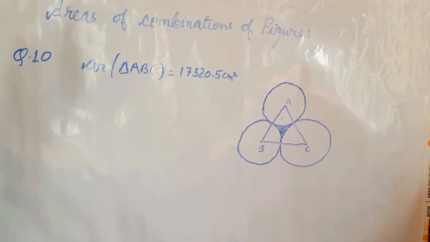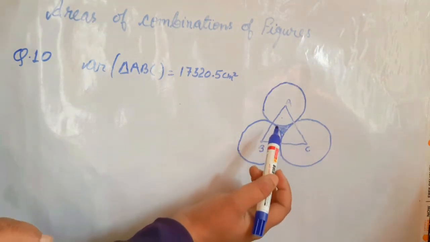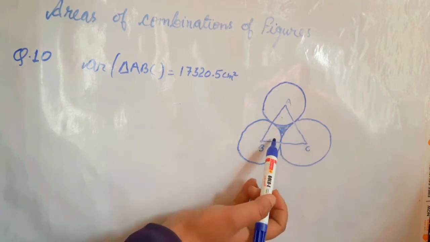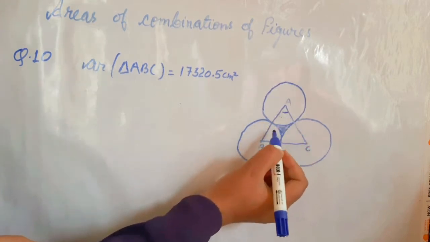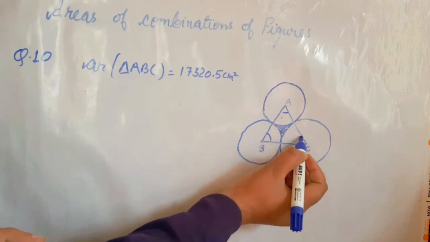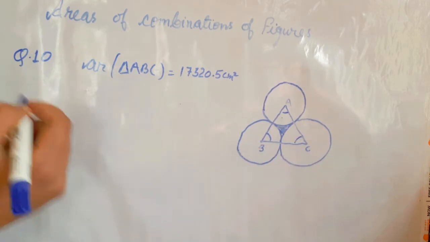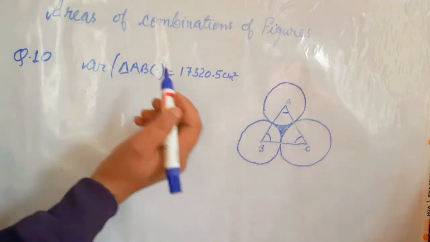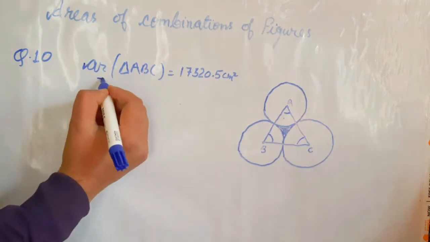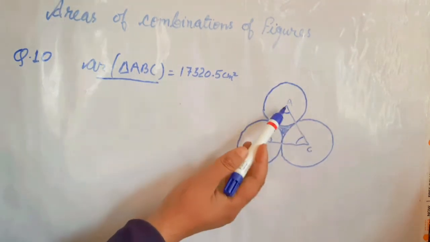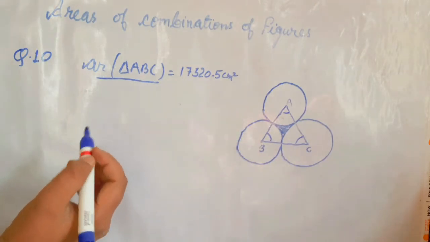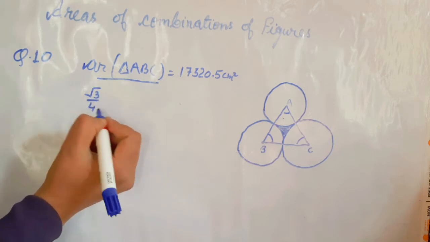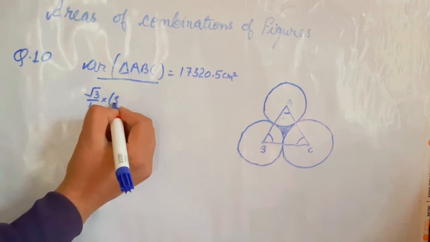What we need to do, we have to find out the area of shaded region. So shaded region is area of triangle ABC minus area of these three sectors. Okay, so first of all, to find out the radius of the sector, we have to find out the side of triangle ABC. So we know that triangle ABC is an equilateral triangle and the area of equilateral triangle is square root 3 upon 4 into side square.